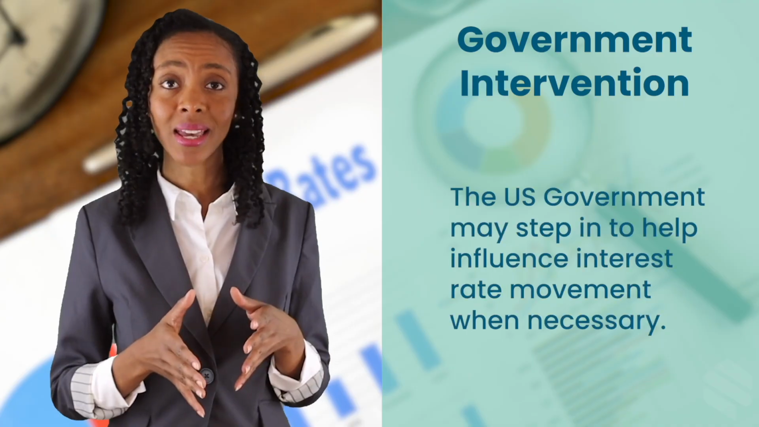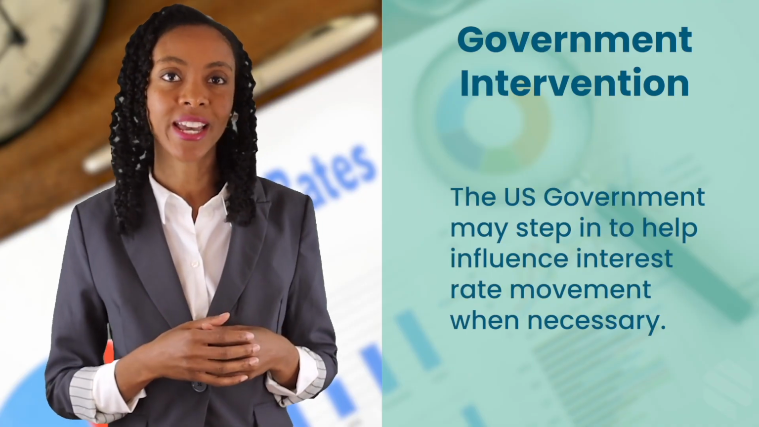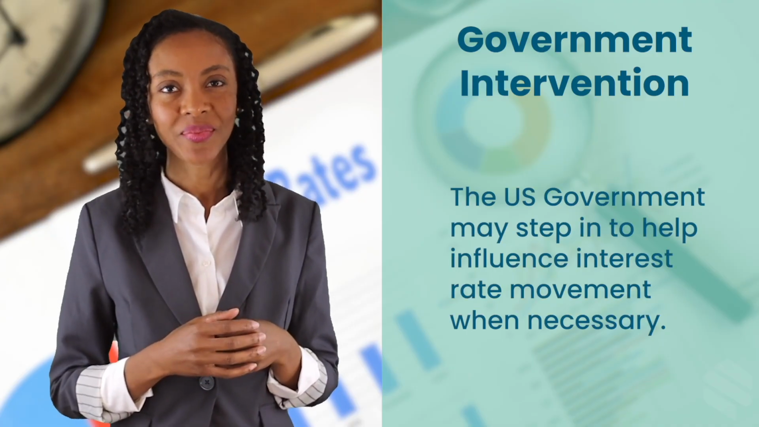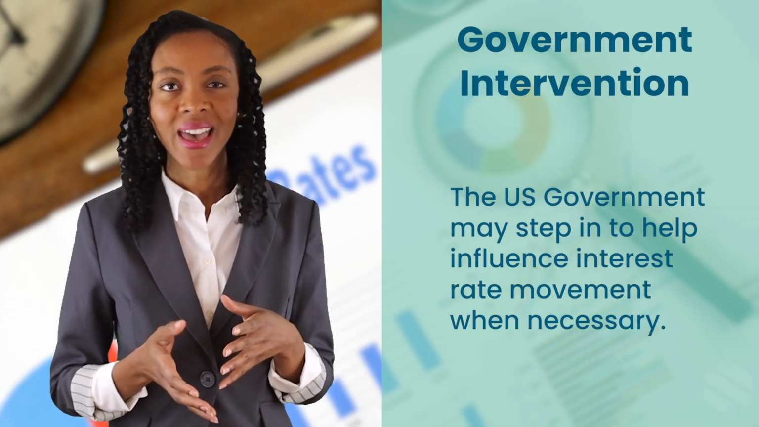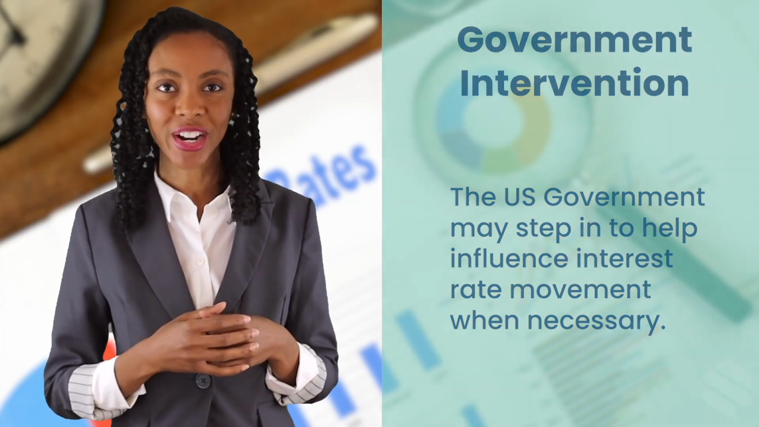Government intervention. The U.S. government has the ability and may step in to help influence interest rate movement when necessary. This is primarily accomplished when the government directly purchases bonds and other securities for sale in the open market.